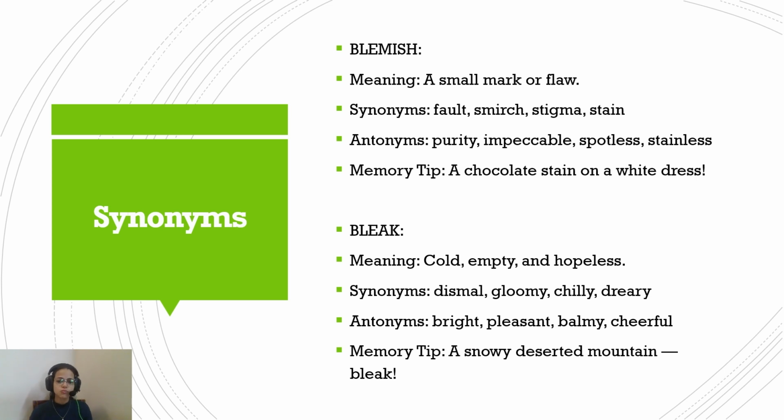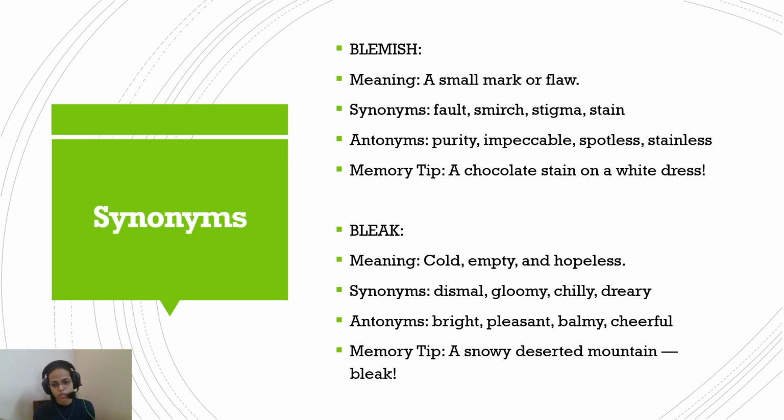Blemish. Blemish is a small mark or flaw. So it could mean fault or smirch, stigma, stain. If you have a blemished record, that means you've had a lot of marks in your record. You've done a lot of bad things. That means so many flaws in your record. So blemish is like a stain in a negative sense. The antonym, of course, would be purity, impeccable. Impeccable is something that is perfect. Impeccable record. That means you've never done anything wrong.